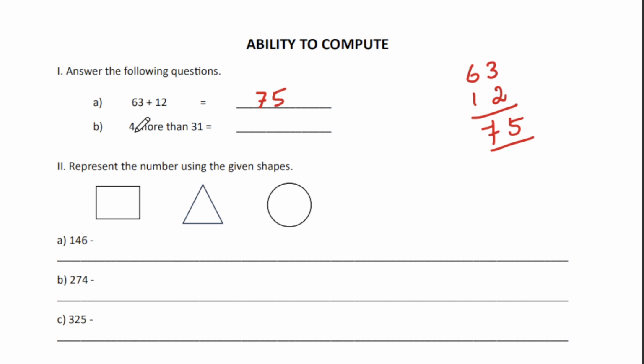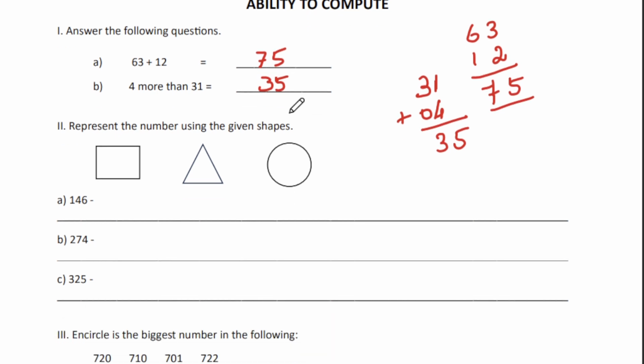Okay, next. 4 more than 31. So we are given the number 31. So 4 more than 31. So 31 plus 4. 4 plus 1 is 5 and 3 plus 0 is 3. 35. Okay. Next, represent the number using the given shape.